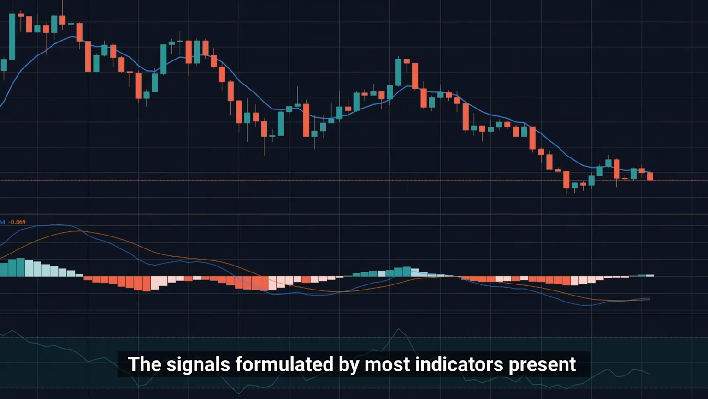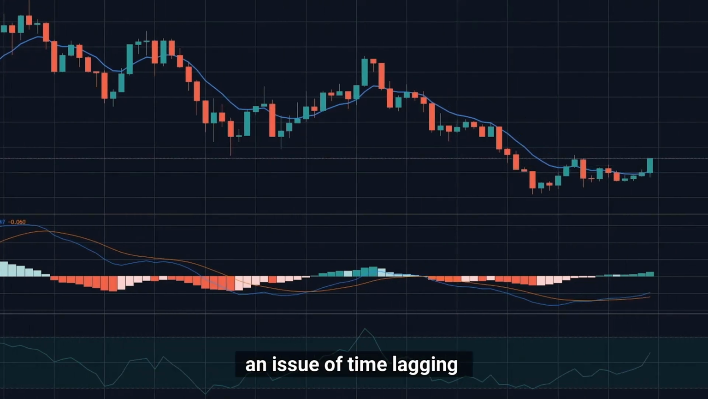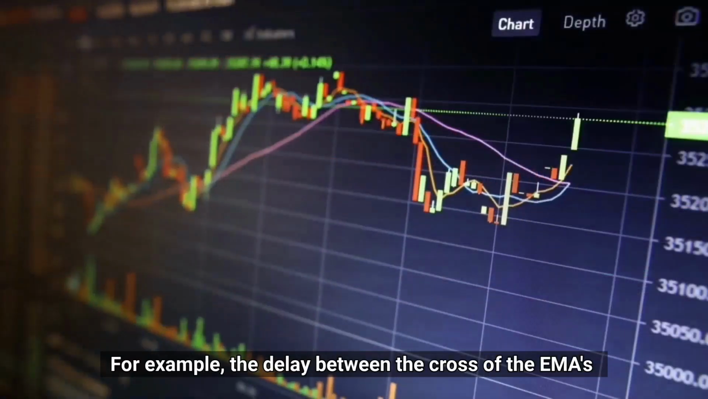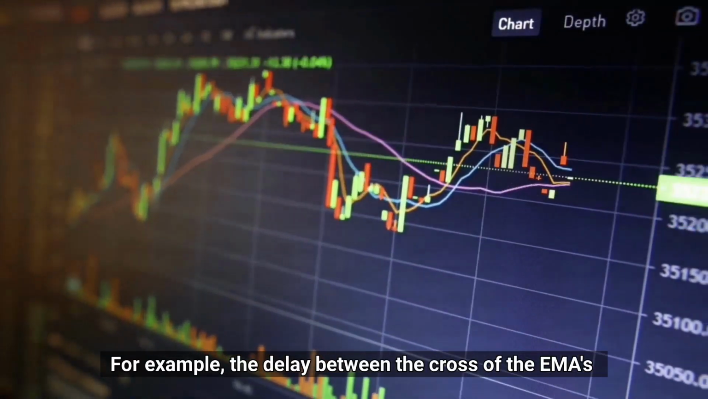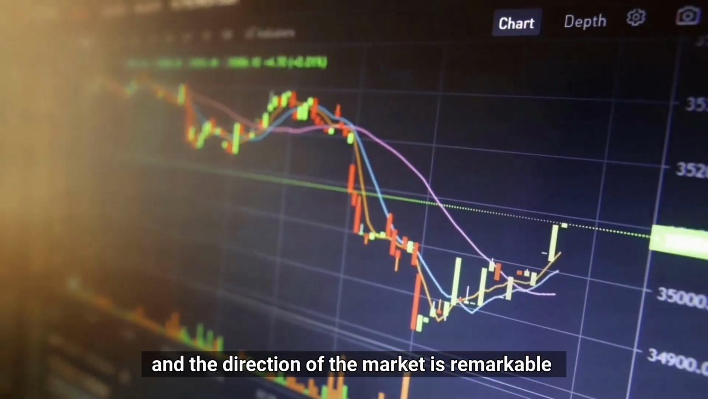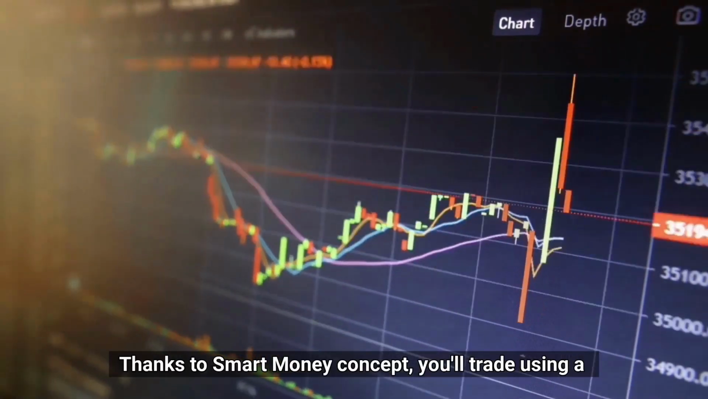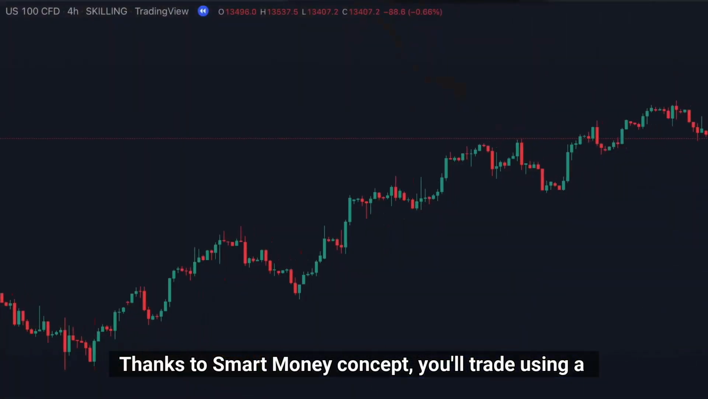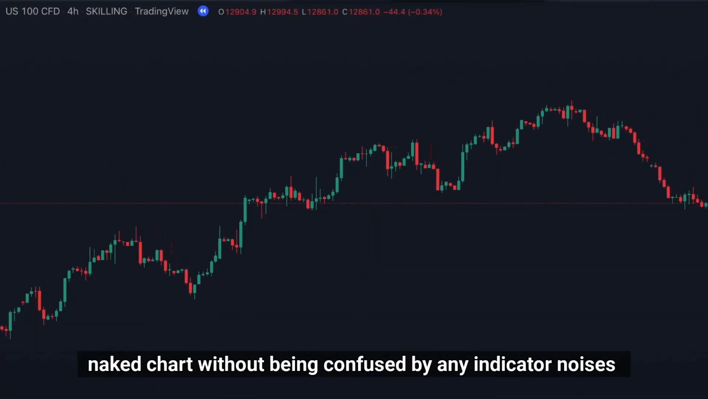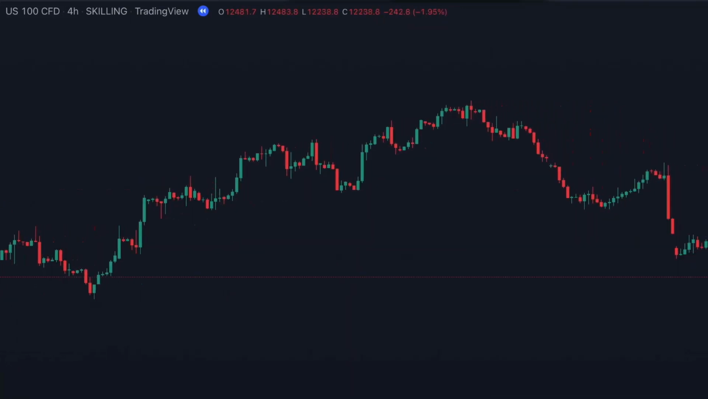The signals formulated by most indicators represent an issue of time lagging. For example, the delay between the cross of the EMAs and the direction of the markets is remarkable. Thanks to smart money concept, you'll trade using a naked chart without being confused by any indicator noises. How is that even possible?